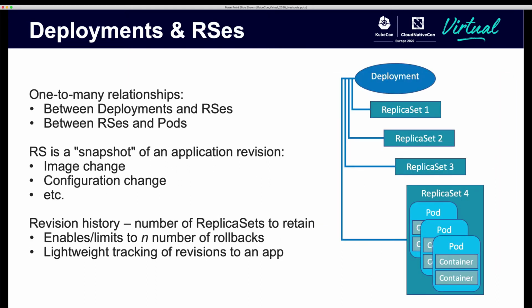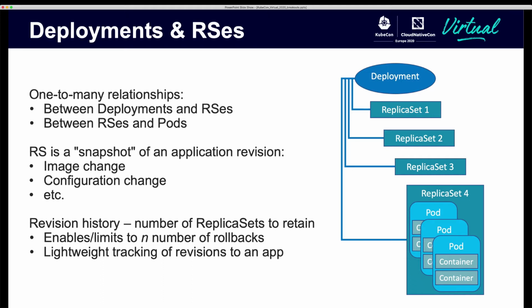Now, the relationship between deployments and ReplicaSets is typically a one-to-many, right? Where we've got a single deployment that's got multiple RSs underneath it. This is because an RS is a snapshot of an application version. So when we change the image, what happens is we hash the new manifest, and if the hash doesn't match the old ReplicaSet hash, then we create a new one and we roll out a new revision.